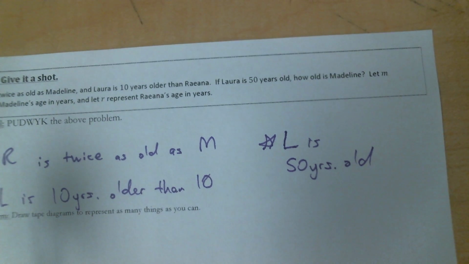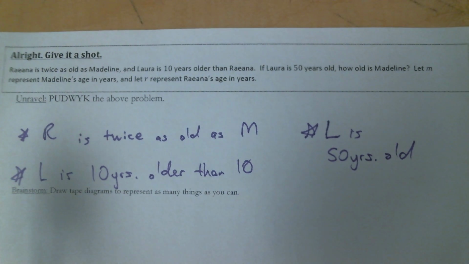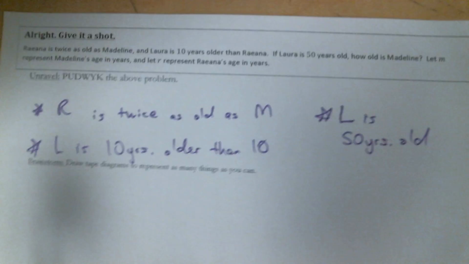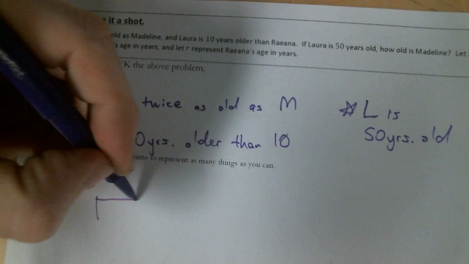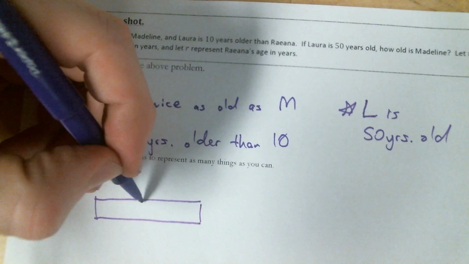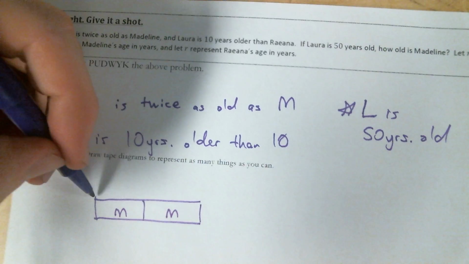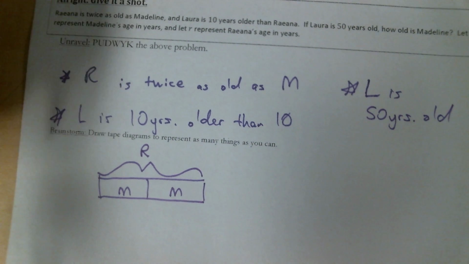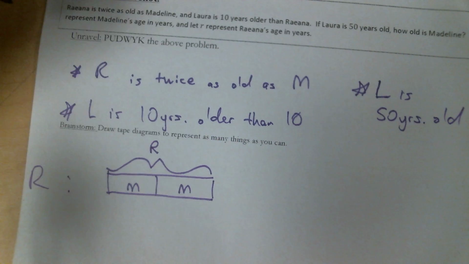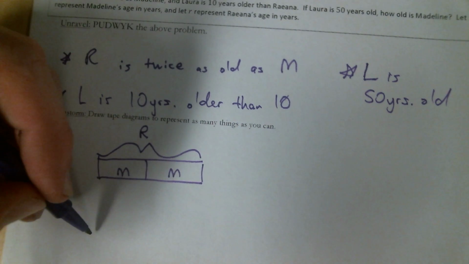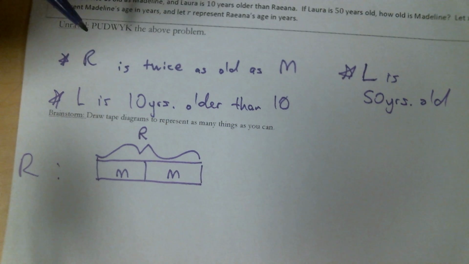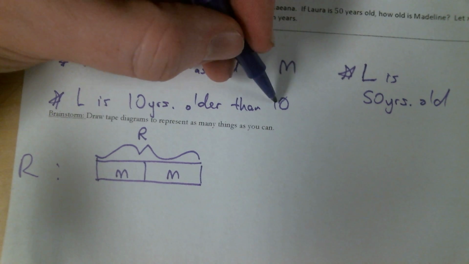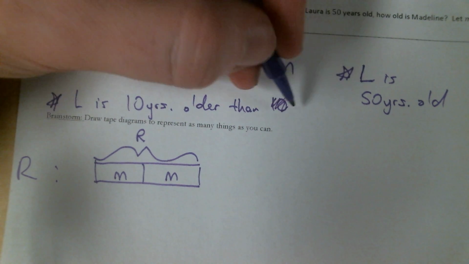Okay. Well, if you didn't put that down, at least get that written down and see if you can start to draw some of this. Think about how this should look pretty familiar, right? We know Raina is twice as old as Madeline. That means it takes double Madeline's to get Raina's age. So here's Raina. We also know that Laura is 10 years older than Raina.